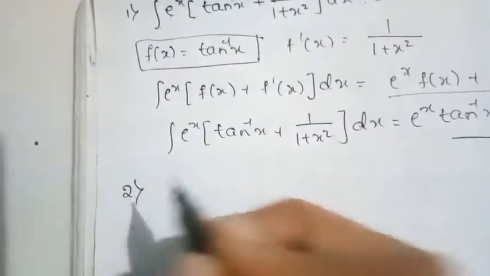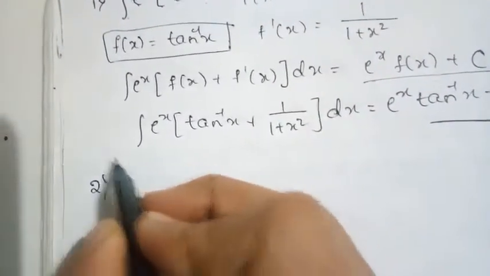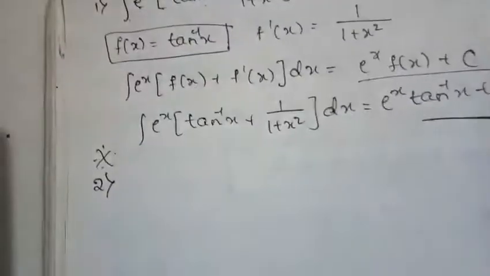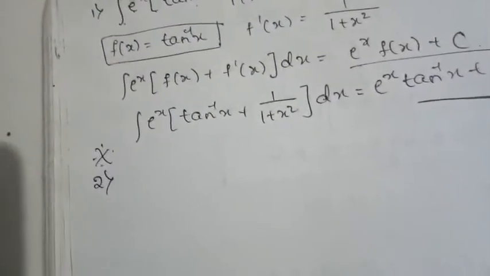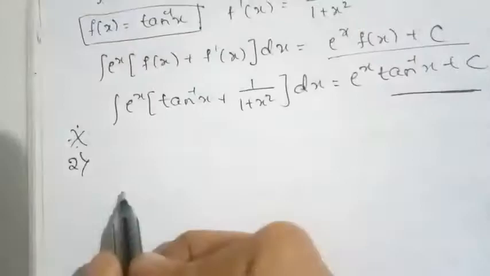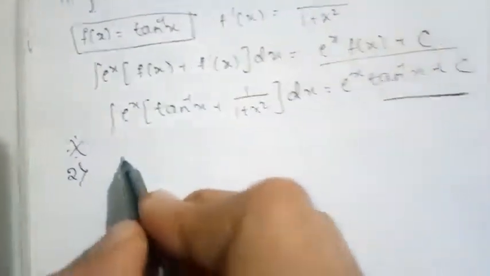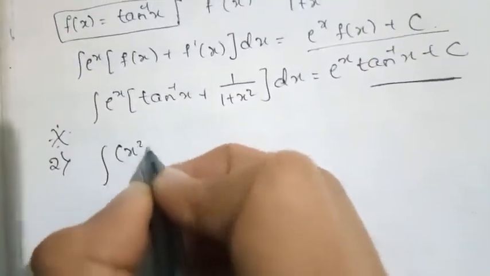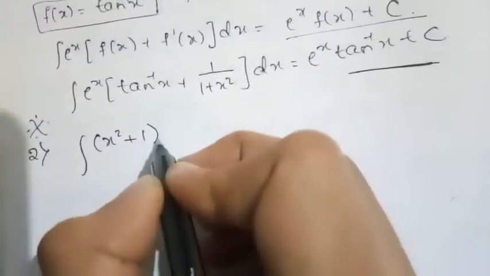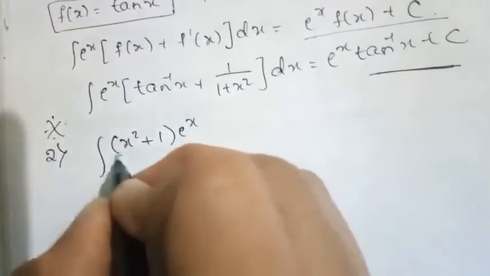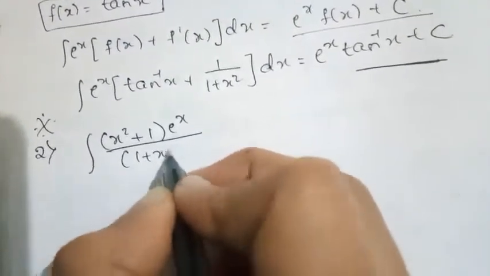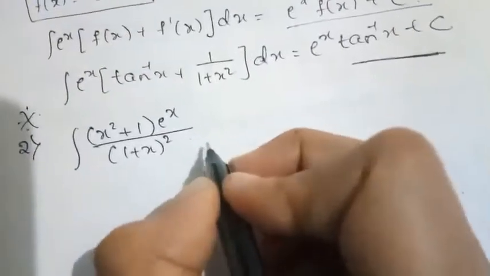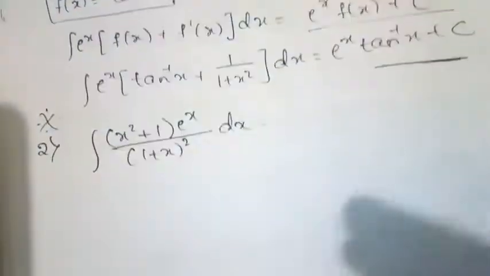So here is another question. If this question comes in your examination, it is one of the beautiful questions and it is very hard to identify or recognize that it is of this format. The question is integration of x square plus 1 e power x divided by 1 plus x whole square dx. It is like this.